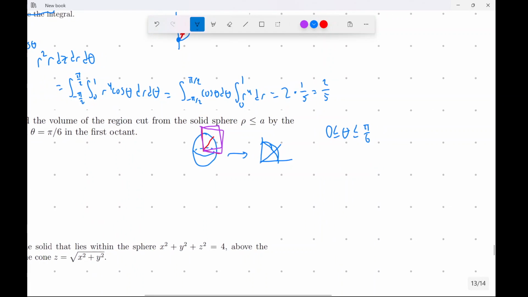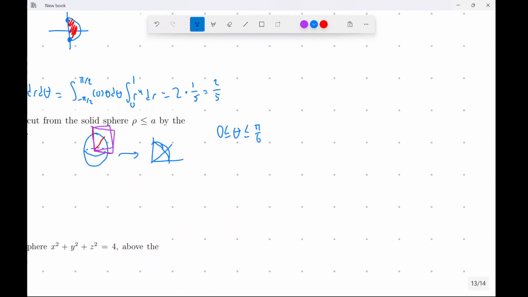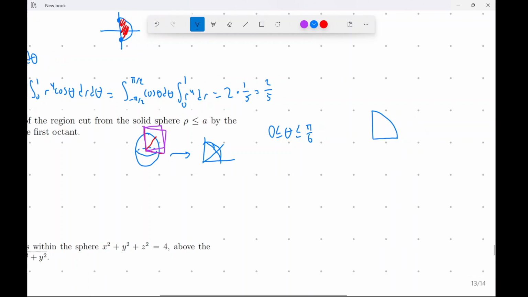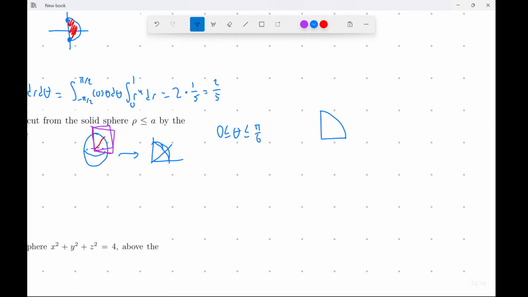And now what we can do is try to imagine what these cross sections look like for a fixed theta. No matter what theta is, that's just going to look like a quarter circle. If you take any cross section along these purple planes, your sphere is just going to look like a quarter circle, which is nice because we know how to set those up in polar coordinates.